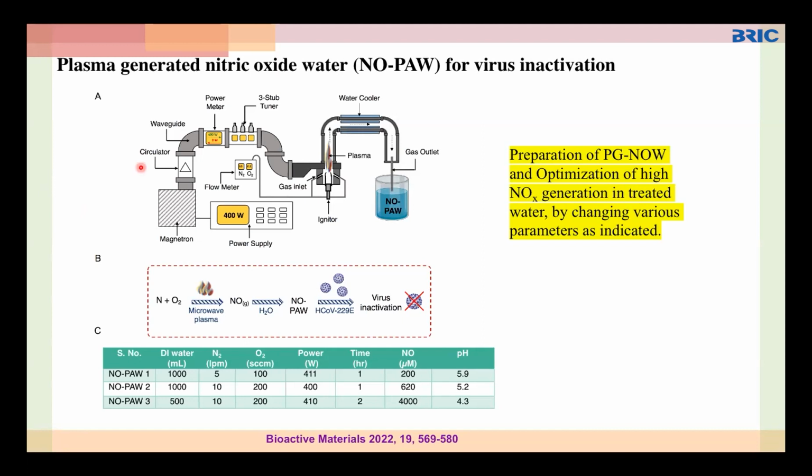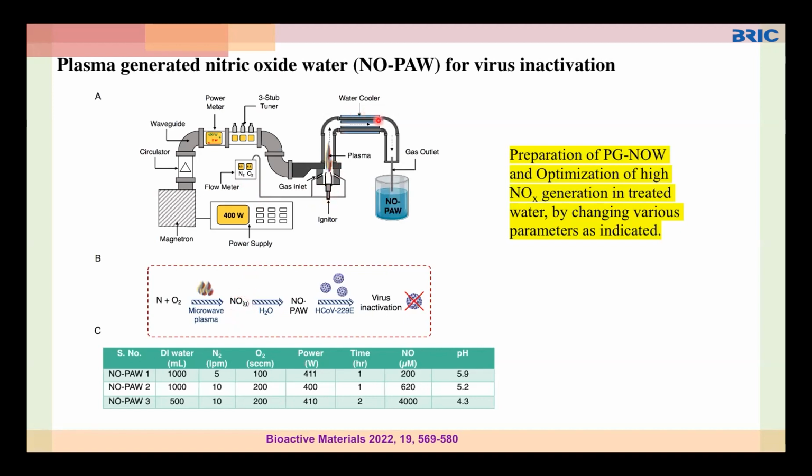In this process, we used microwave based plasma. Microwave is generated by the magnetron, goes through the circulators, and then goes through the three subtuners. This microwave hits in this quartz chamber to produce a very high temperature plasma. This plasma is generated in the presence of only two gases, nitrogen and oxygen, to make pure nitric oxide. At this high temperature, pure gaseous nitric oxide is formed.